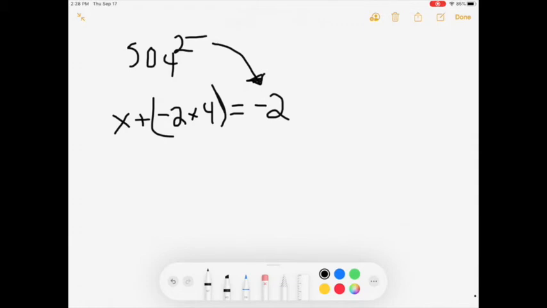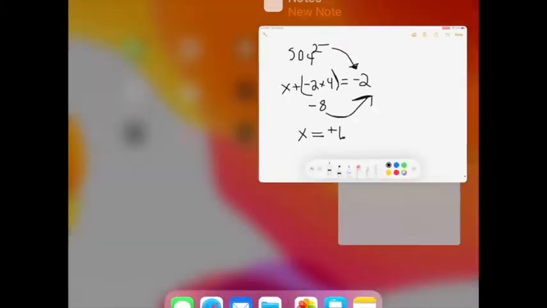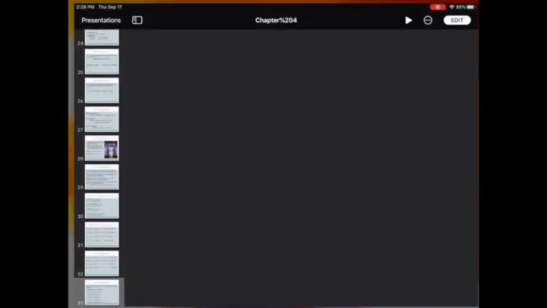Okay, so negative 2 times 4 is negative 8. And if I move that over here and add, then I'm going to get a positive 6 for the oxidation number of sulfur. Okay, so we're going to use these oxidation numbers to determine what is being oxidized, what is being reduced. So we'll do some of those examples here in just a second.